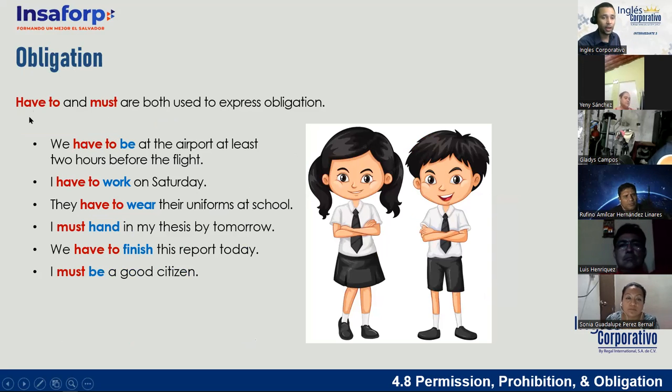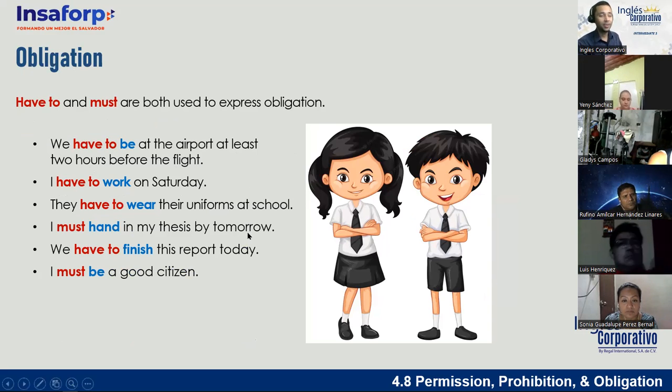So obligation, this is the other thing. Have to and must are both used to express obligation. We have to be at the airport at least 2 hours before the flight. I have to work on Saturday. They have to wear their uniforms at school. It's an obligation. It's the rule.